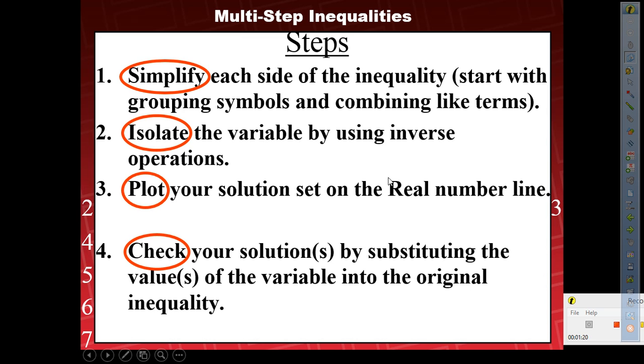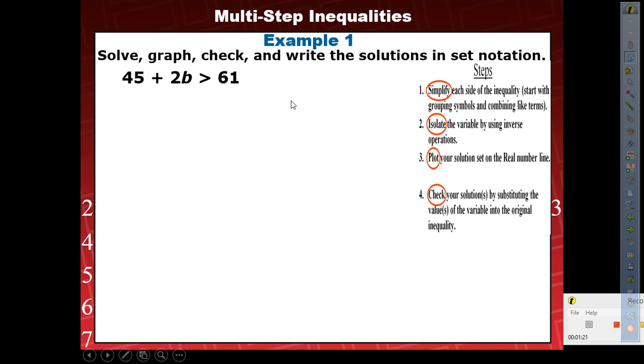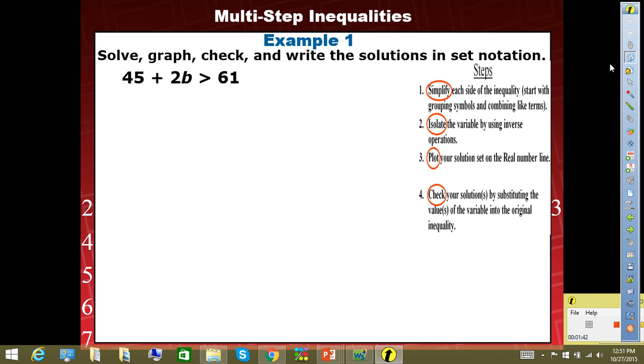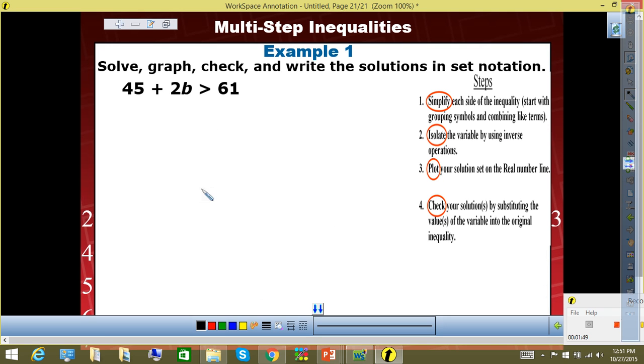Here we go. Copy this one down, please. It says, solve, graph, check, and write the solution in set notation. Example 1 gives us an inequality, which is 45 plus 2b greater than 61. Copy that, and then we'll go over it together. Okay, here we go. Line down the inequality symbol to get us started.